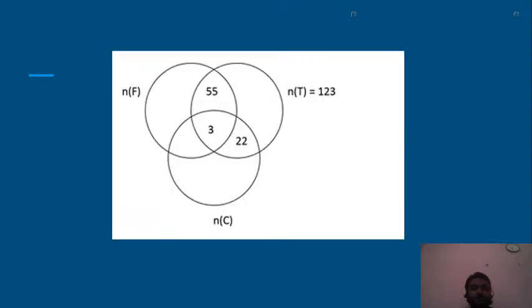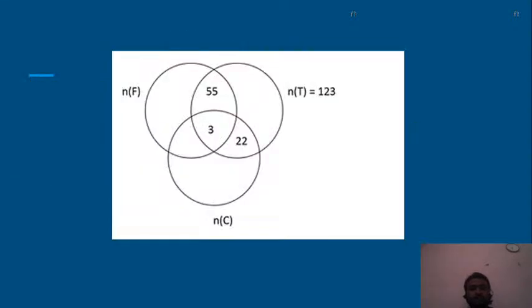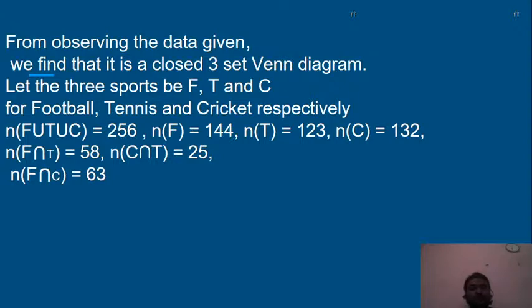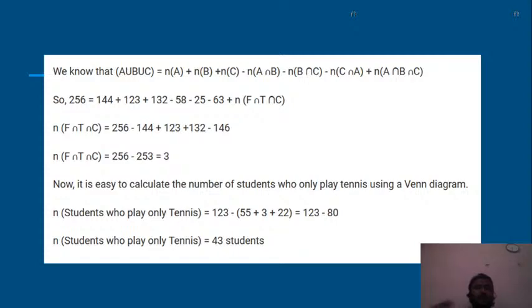Okay, and now when I draw this Venn diagram, I can find out very easily that the number of tennis has to be 123. So in the number of tennis, there will be the cricket intersection tennis people, and in the number of tennis, there will be the football intersection tennis people, that is this 58 and 25. So if I solve the Venn diagram and solve each of them individually, I can easily get that the intersection of 3, that is F intersection T intersection C, is 3. See how I can solve it.